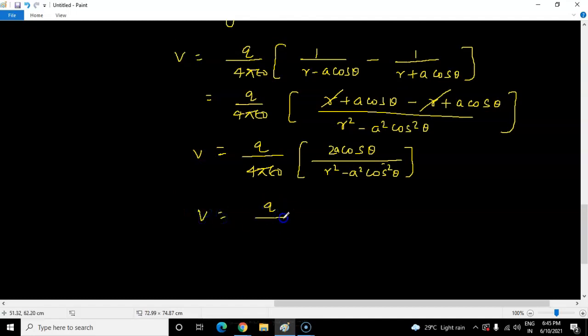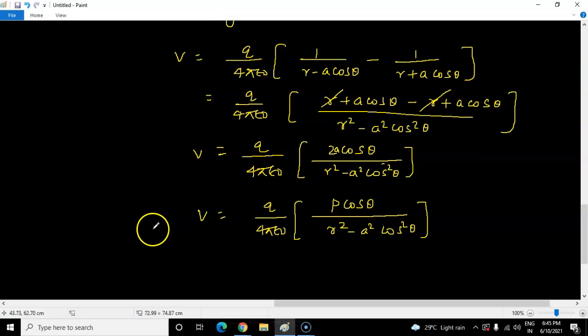So Q by 4 pi epsilon naught, and we know that P is equal to 2QA in a dipole, right? So in the place of 2QA I can write P. P is the dipole moment only. So V is equal to P cos theta divided by 4 pi epsilon naught times R square minus A square cos square theta. Okay, so this is the potential due to the dipole at distance R from its center. Getting here?